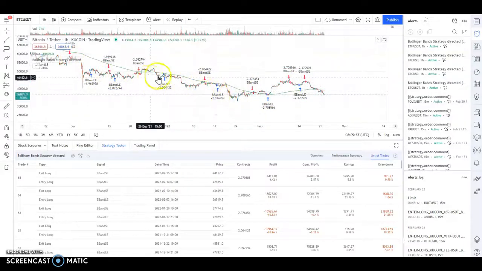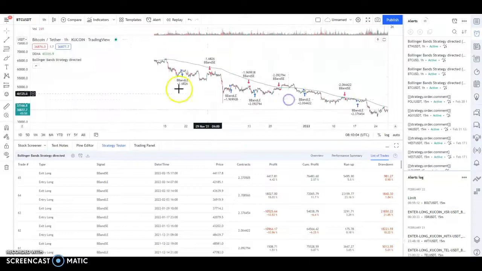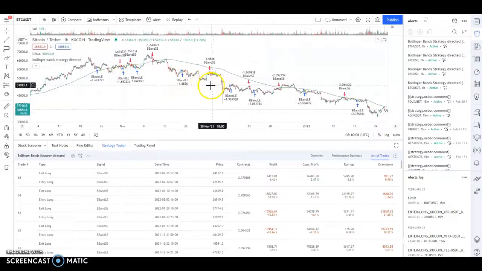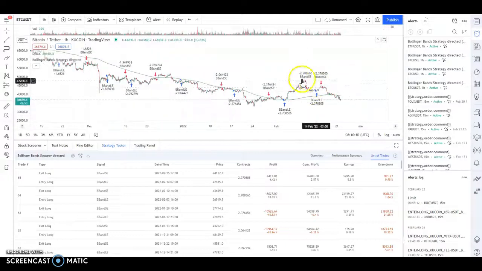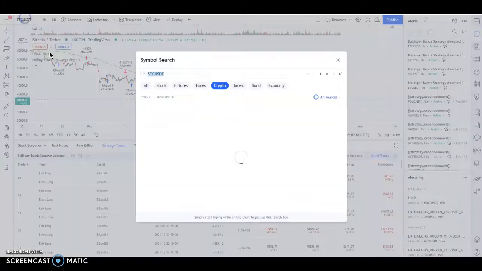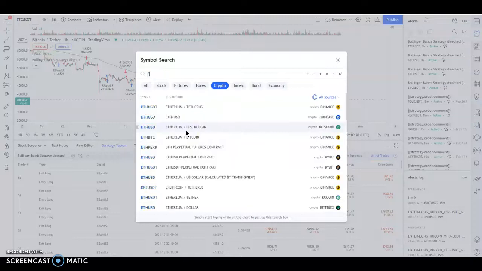This one lost, we missed it. This one lost, we missed it. This one broke even. This one lost a little bit, we missed it. So we're still missing all the bad trades on the 1-hour chart, but we're also catching trades here in the shorter term, right? And this works on many of the high cap coins.